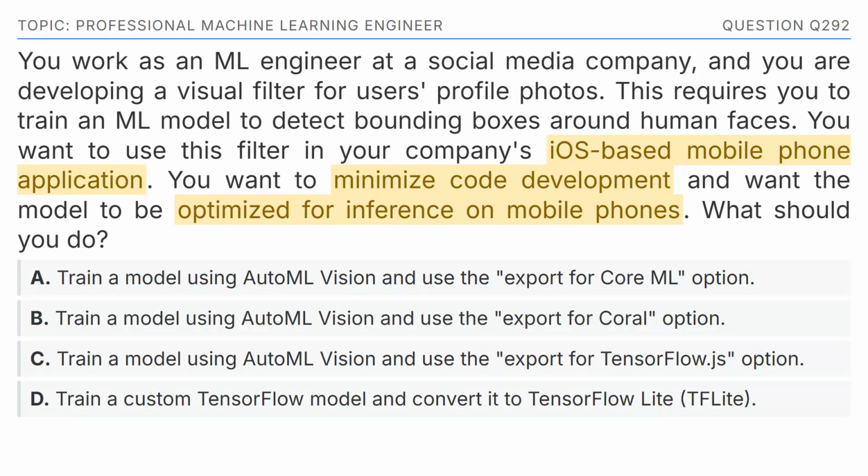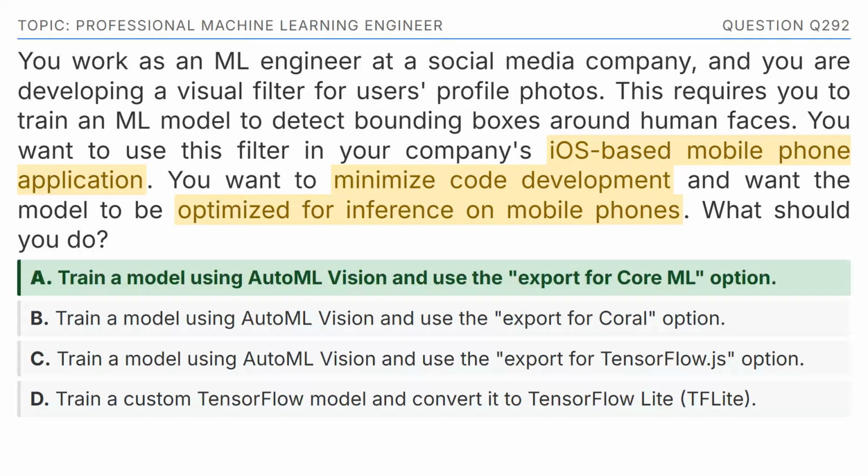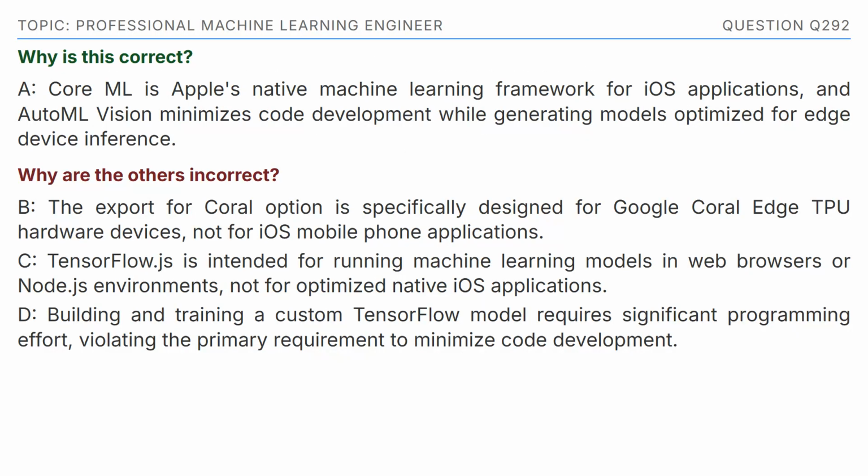To arrive at the correct answer, we focus on the keywords: iOS-based mobile phone application, minimize code development, optimized for inference on mobile phones. The correct answer is option A, train a model using AutoML Vision and use the Export for Core ML option. Why is this correct? A. Core ML is Apple's native machine learning framework for iOS applications, and AutoML Vision minimizes code development while generating models optimized for edge device inference.